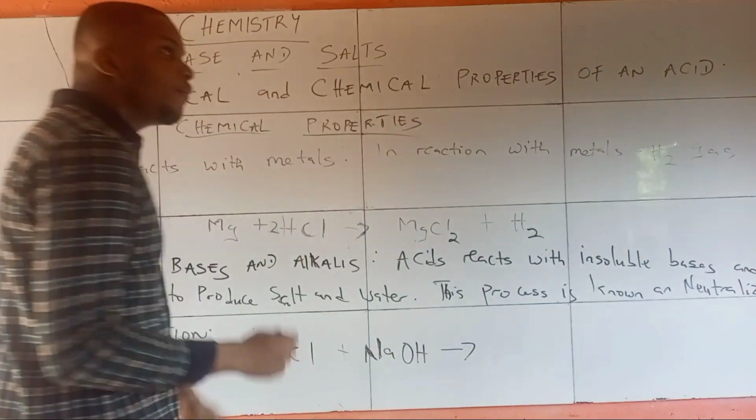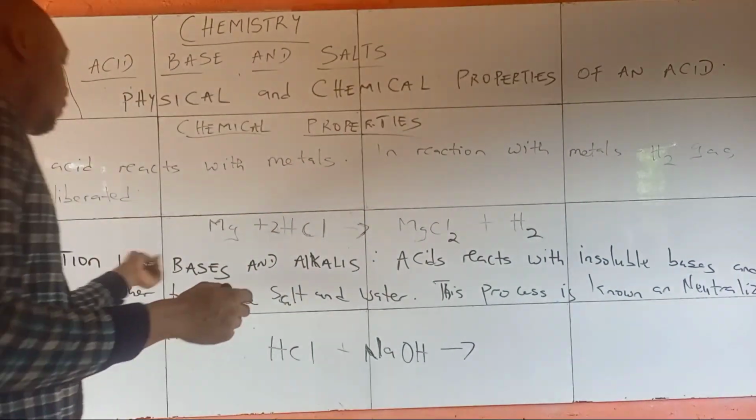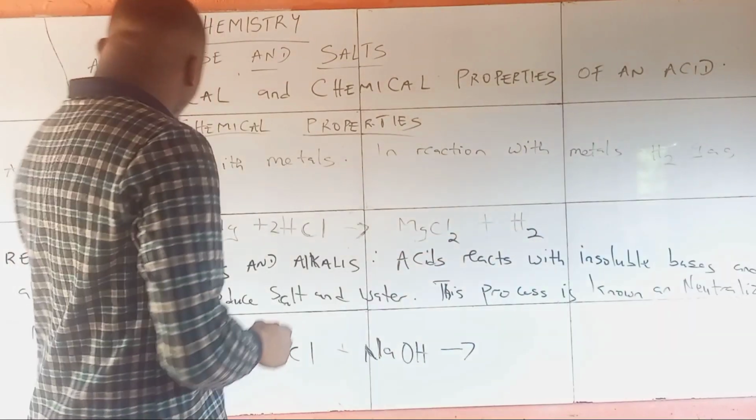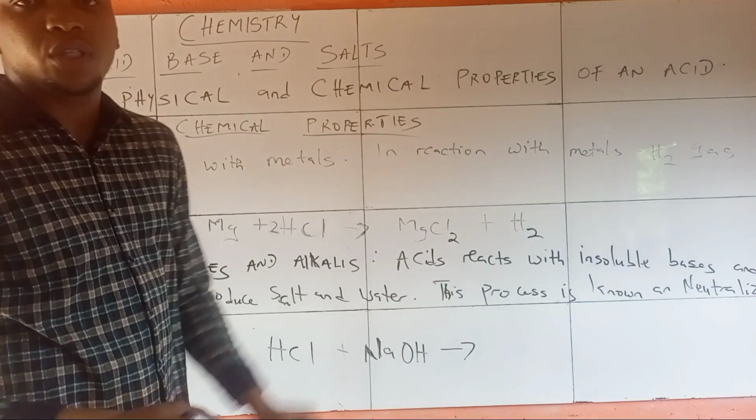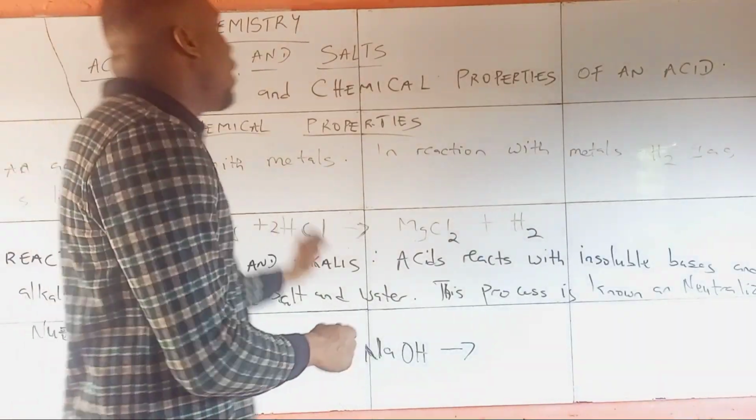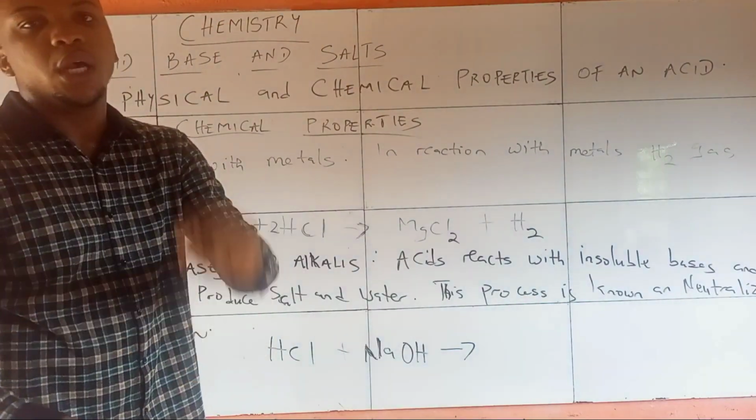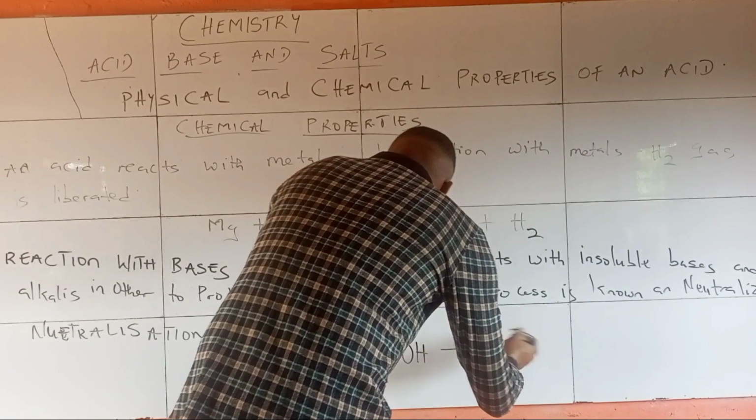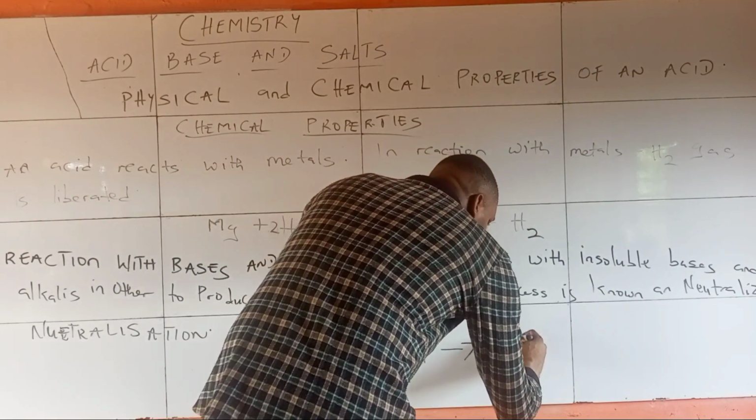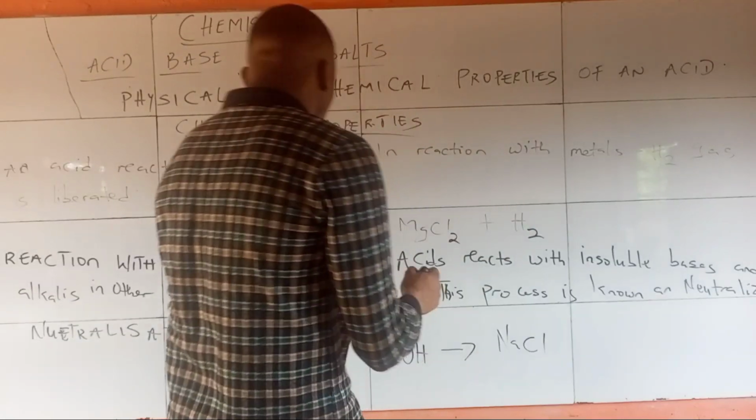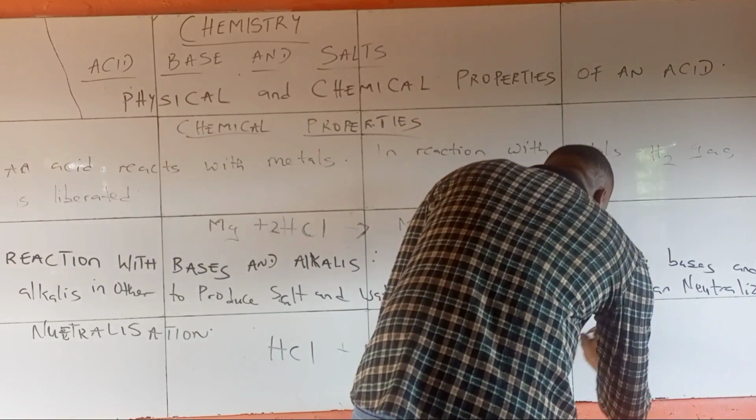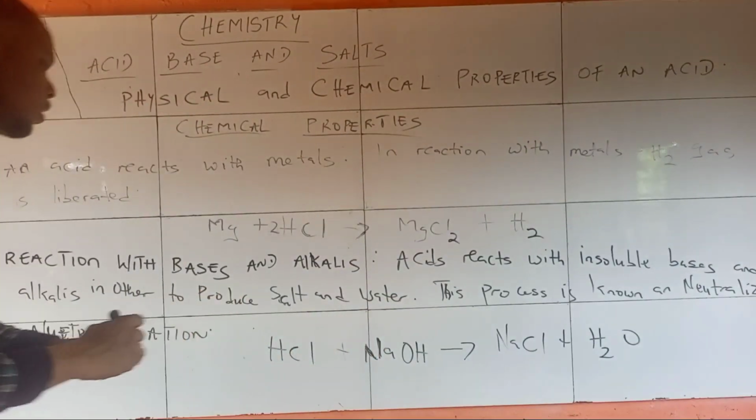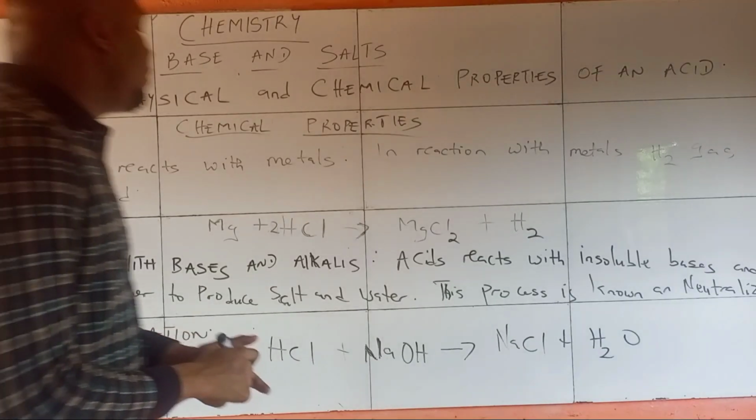This will give us what? Don't forget, in the definition they said acids react with insoluble bases and alkalis in order to produce what? Salt and water. So our product must involve salt and water. Okay? Our salt here is what? Our sodium chloride. And our water, of course, is H2O. But is our equation balanced?